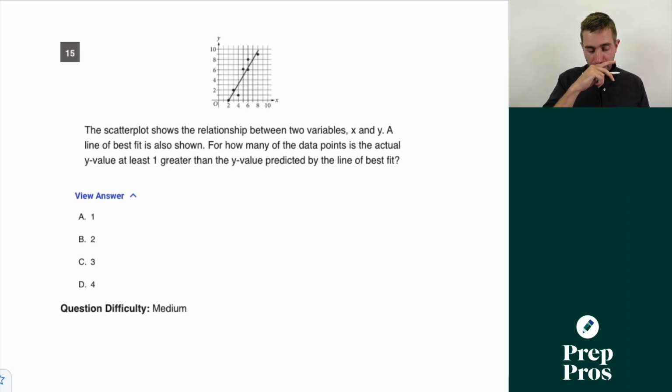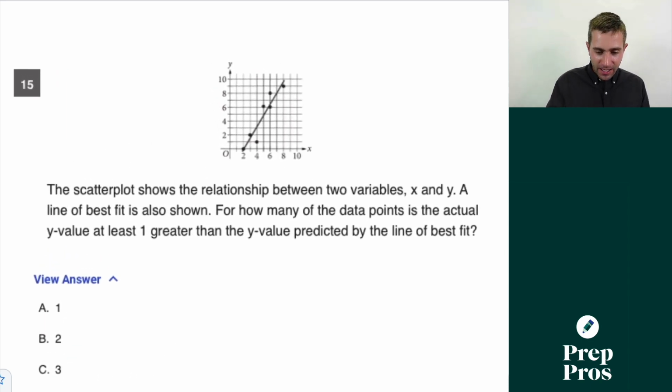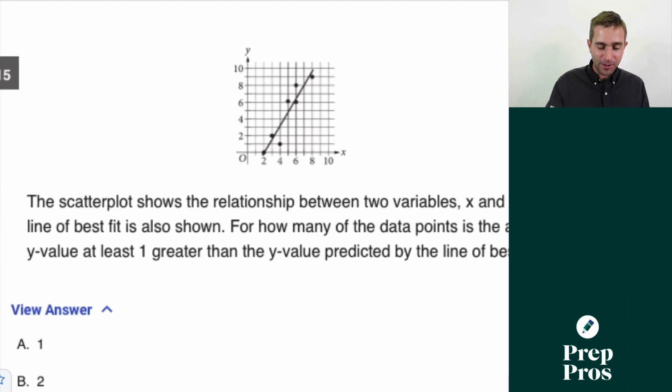Question 15 here. The scatter plot shows the relationship between two variables x and y. A line of best fit is also shown. For how many of the data points is the actual y value at least one greater than the y value predicted? So what this is asking us, and I'm going to have to zoom in here a little bit, is for how many of these values that are greater than the predicted value, your predicted value lies on the line of best fit, are more than one above the line of best fit.